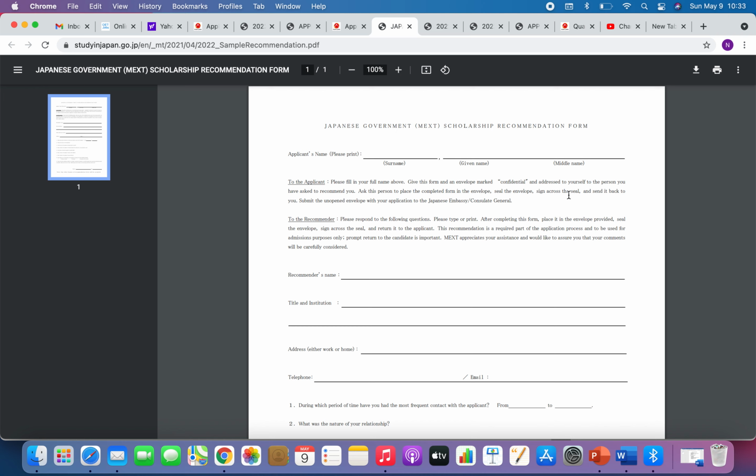It should be unopened, and it should not come without the person's signature, showing that it is confidential information, because if it's not signed, then they are not sure if it's the recommender who wrote the recommendation letter or not. If it's signed, it proves that he or she is the person. And also, if the envelope has not been tampered with, then it shows that it's authentic. So you want to be careful about that.